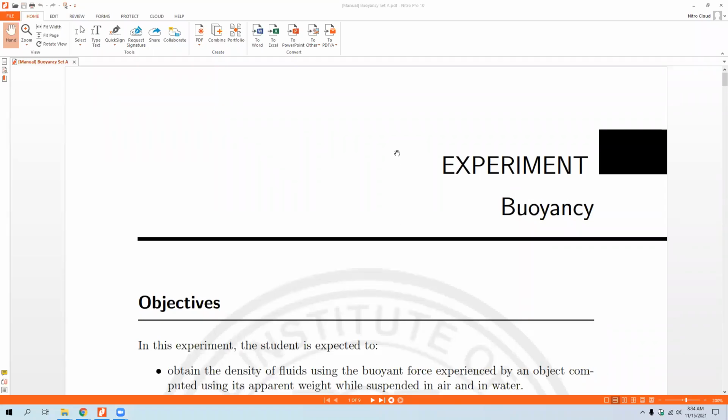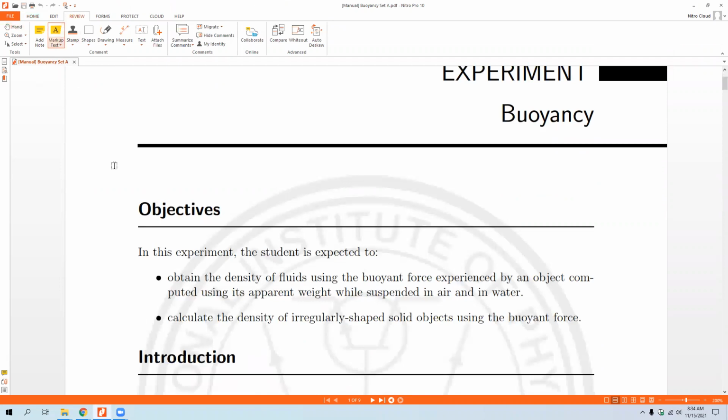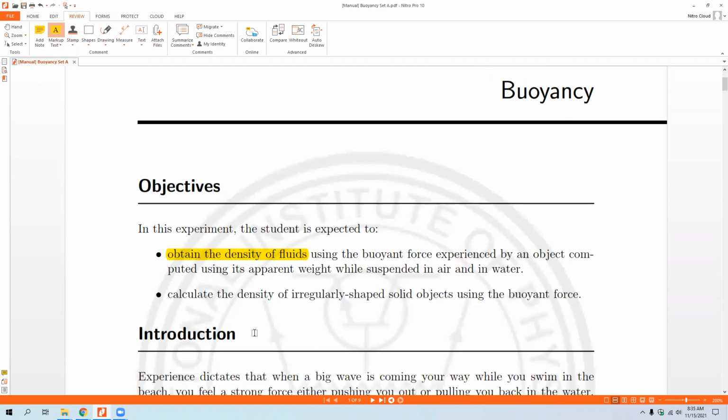Hello, this is a recording of the discussion for experiment 6, which is on buoyancy. So, in this experiment, yung objective natin ay makakuha ng density ng fluids using concepts related to buoyant forces and densities and apparent weights. So, isa pa, not just the density of fluids, but also to calculate density ng mga objects using the same concepts.